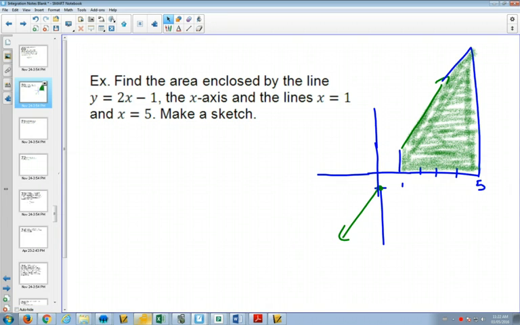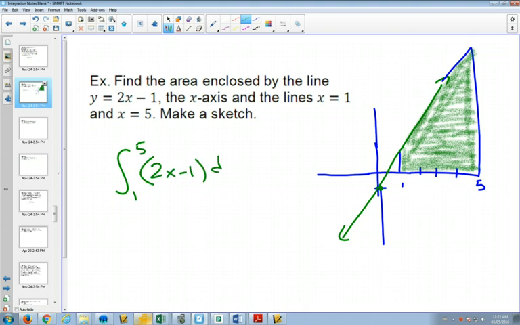So in this example, we can see that where we're trying to find the area, our curve is completely positive all the way through. So we don't have to worry about anything. This is just going to be the integral from 1 to 5 of 2x minus 1.